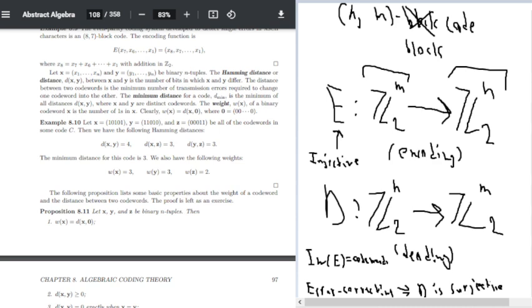We also have the following weights. First, w(x) is equal to 3, w(y) is equal to 3, and w(z) is equal to 2, since it's just counting the number of ones. The following proposition lists some basic properties about the weight of a code word and the distance between two code words. The proof is left as an exercise.